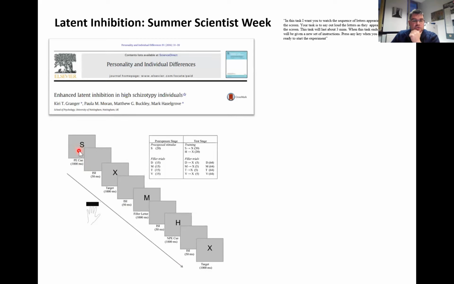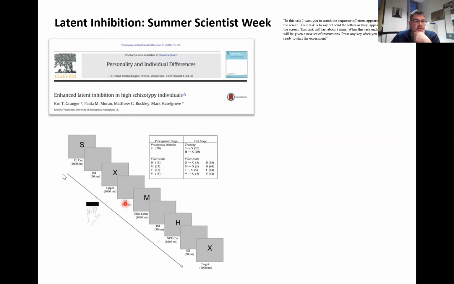Each letter appears on the screen for a second, then there's a shortened stimulus interval, then there's another letter. During the pre-exposure stage, this happens relatively quickly. I think the pre-exposure stage only lasts for about 3 or 4 minutes. Participants are asked to just watch the sequence of letters appearing on screen, and they are instructed to say out loud the letters as they appear on the screen.